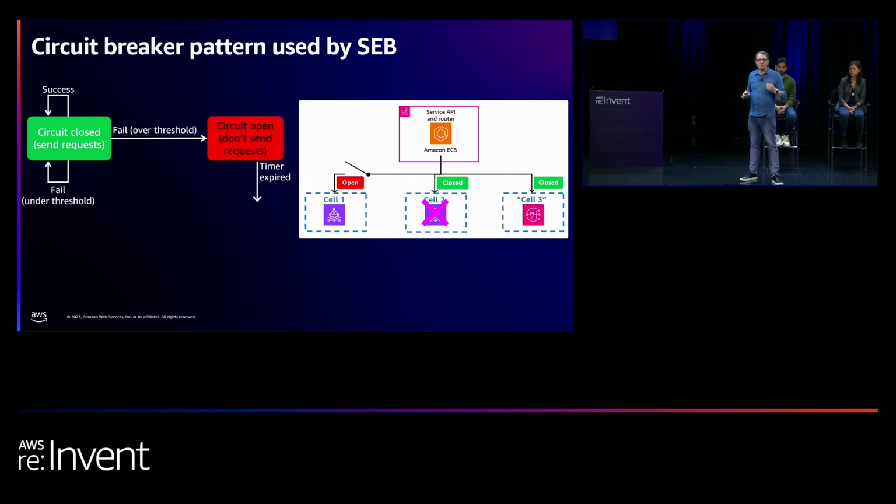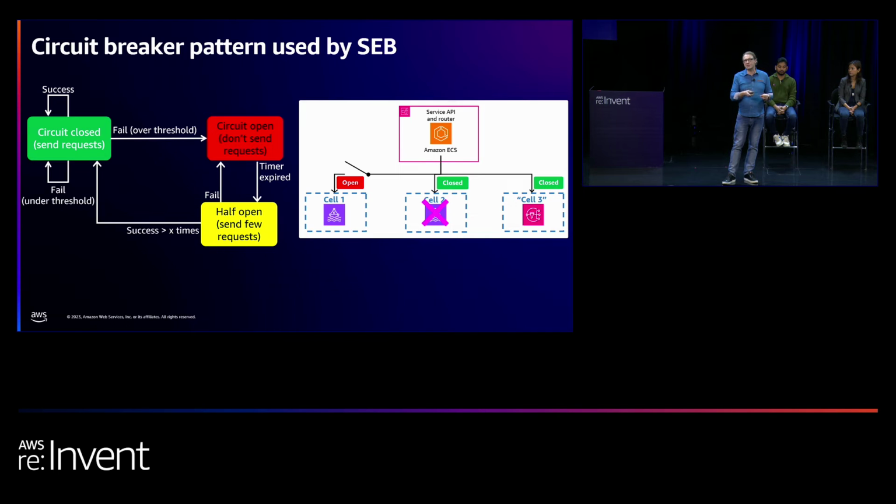Now, once a circuit's been opened, it's going to go into a half-open state. And in a half-open state, it sends requests, occasional requests. And if it gets enough healthy requests, it assesses that the cell is healthy and closes the circuit again, and the cell will be receiving requests again.